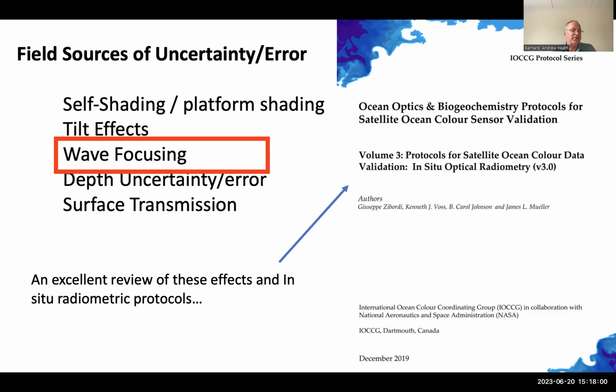You also need to make sure you have very accurate depth because, as we'll talk about more when we discuss how K is derived, you really need to know accurately the depth between those two intervals to be able to extrapolate the radiance to the surface appropriately. There's also surface transmission, with potential sources of error depending on a variety of factors in terms of wave transmission. There are a lot of boundary effect errors you may need to consider. These are covered in this protocol series from IOCCG, the updated version of the original NASA manual that came out in the early 2000s. It's a really good updated version, and I encourage you all to read it. I think it's available online from the IOCCG site.